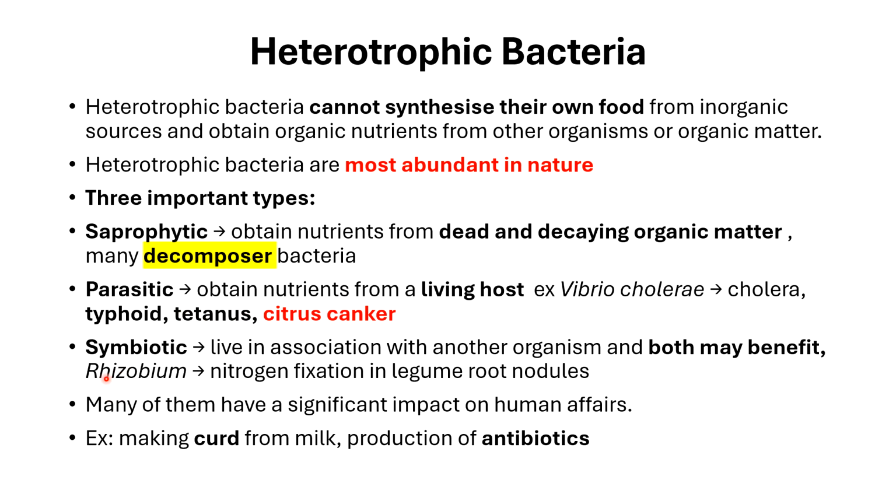Okay, we discussed the symbiotic type of bacteria, the organisms that live in close association with the host, and both benefit in this method. Example, Rhizobium, which helps in nitrogen fixation. Rhizobium gets the nutrients, and the legume plants are benefited because they get the nitrogen fixed by the Rhizobium bacteria.